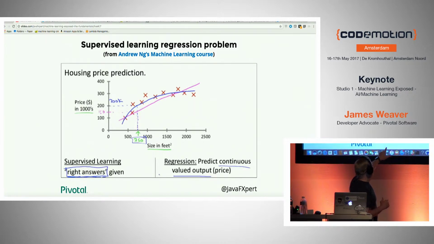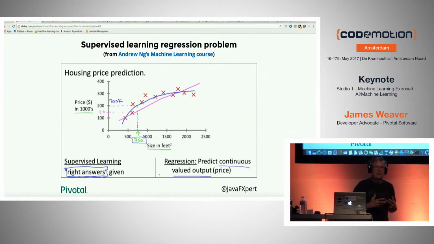750 square meters, then we can predict that it's either 150,000 euros in case we trust the straight line estimate, or 200,000 euros if we put more stock in the curved estimate. It just depends on how we're fitting it. But we give it the right answers.